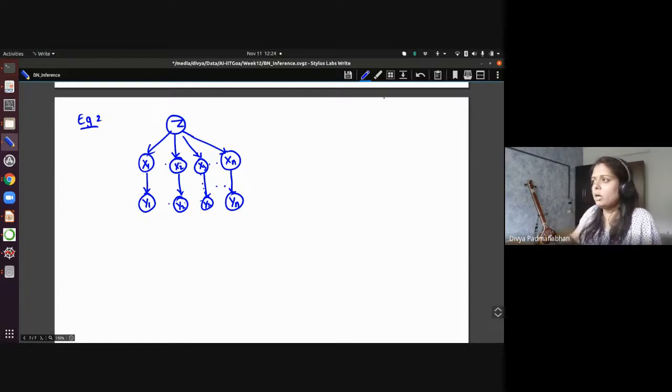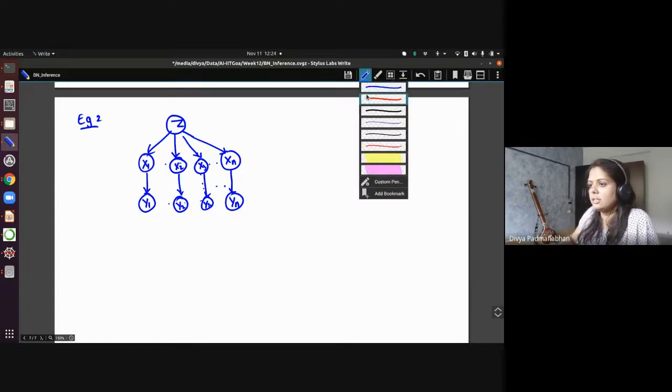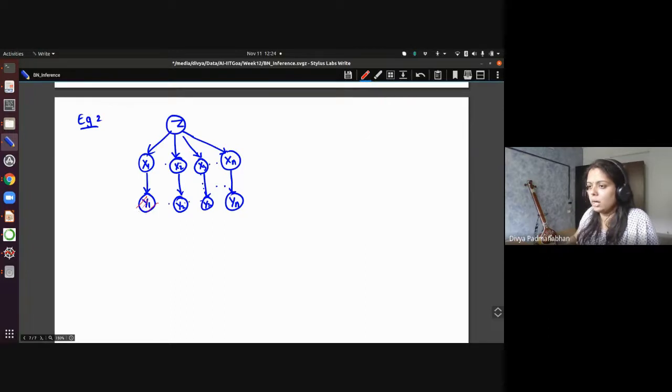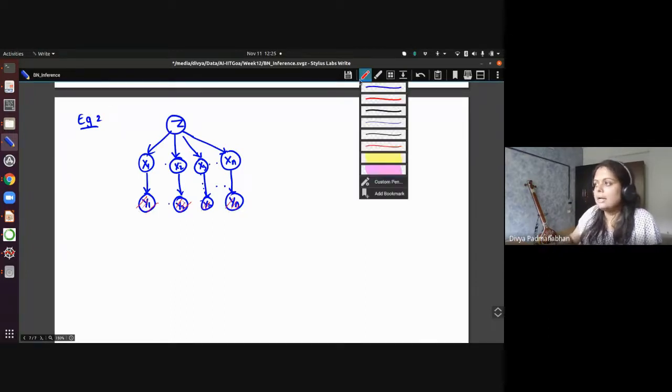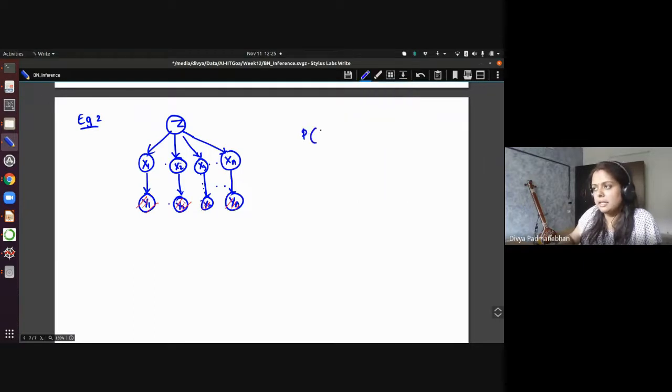Now what I'm saying is I want to evaluate this query. I'm observing y1, all these y's. I want to see the probability of xn given y1, y2 up to yn. So this is the query I want to compute. Okay, so let's try to do variable elimination here. So this is the query. And what are the hidden random variables here?